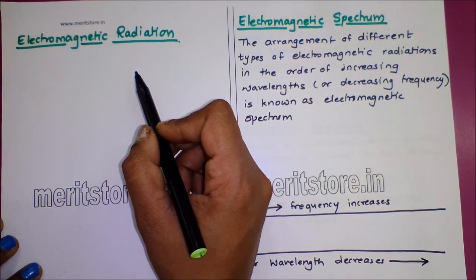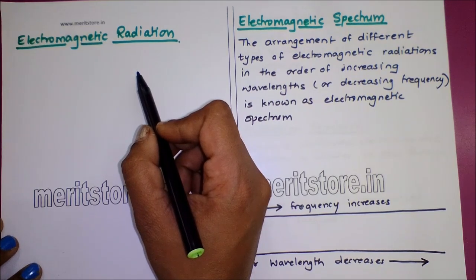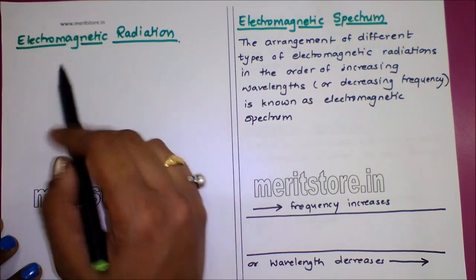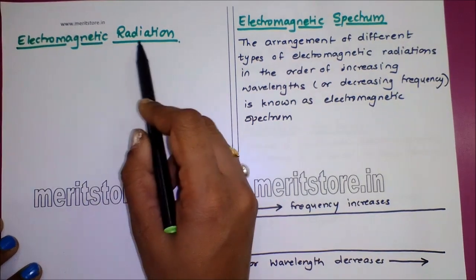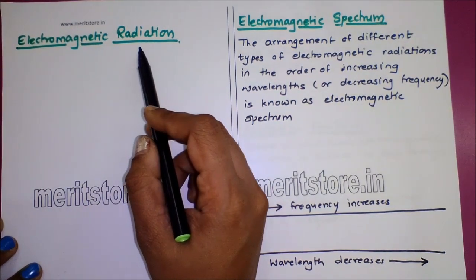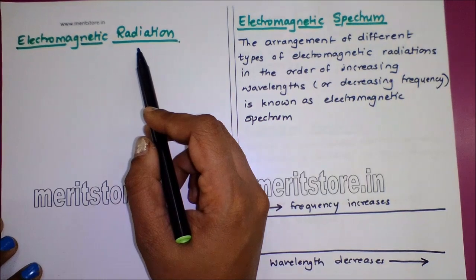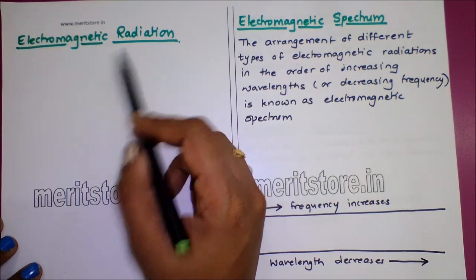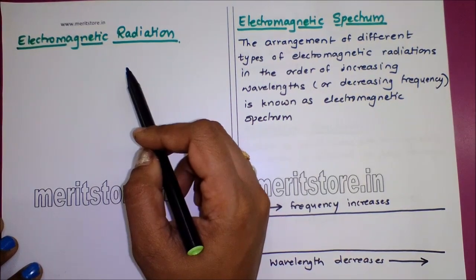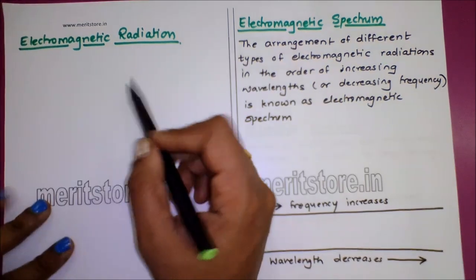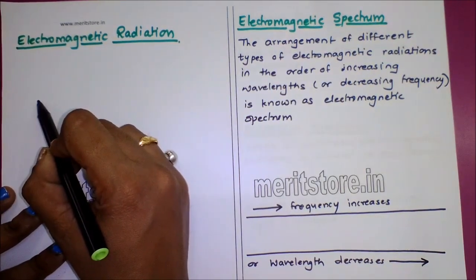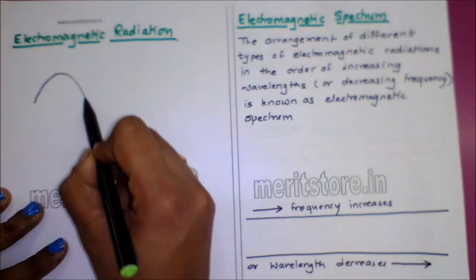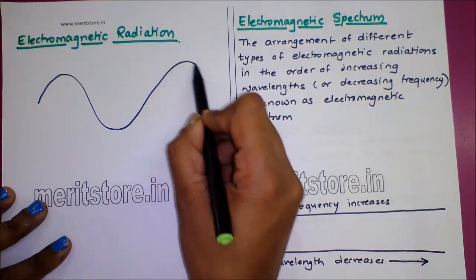And these waves are associated with electric and magnetic fields, so we call them electromagnetic radiations. These electric and magnetic fields oscillate in directions which are perpendicular to each other, as well as to the direction of propagation of light. So we consider that light travels in space in the form of a wave.